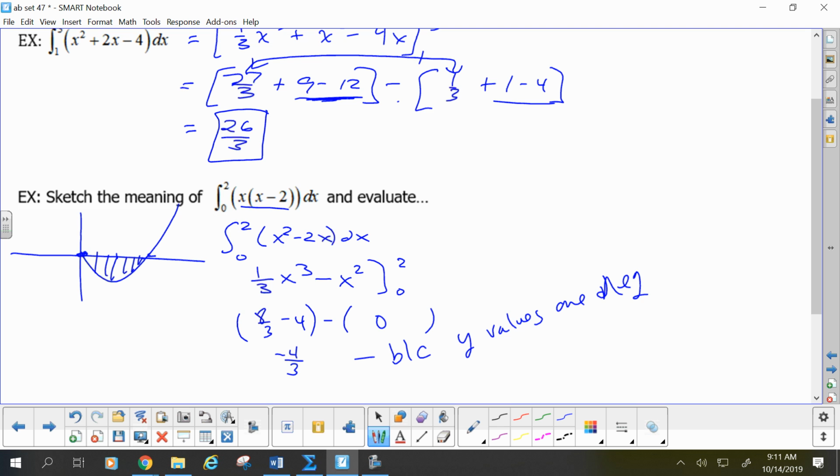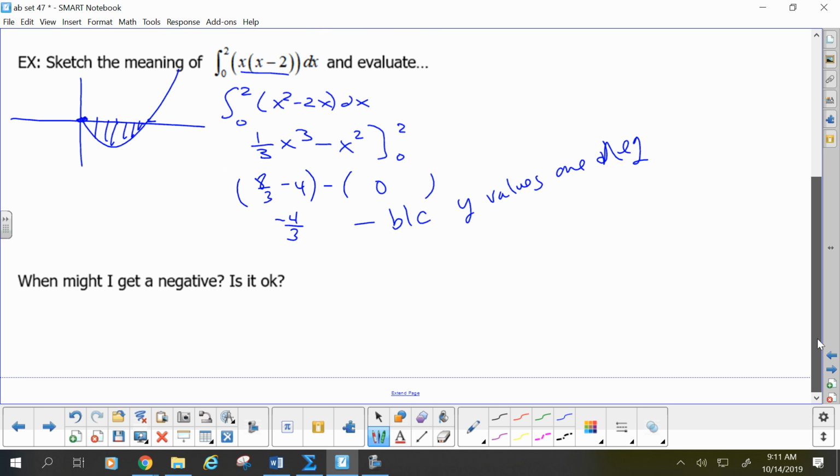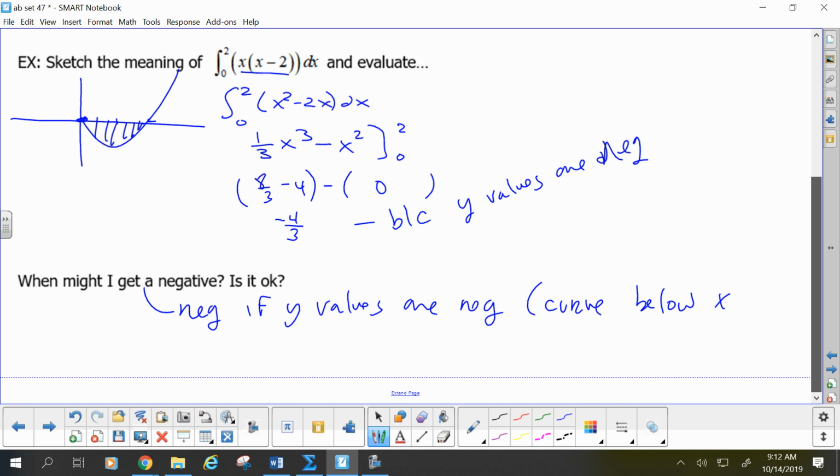So last thing of the notes here. When can you expect a negative? There are 2 times you can get a negative. When might I get a negative, and is it okay? You might get a negative if the y values are negative, which would mean the curve is below the x-axis, yeah?